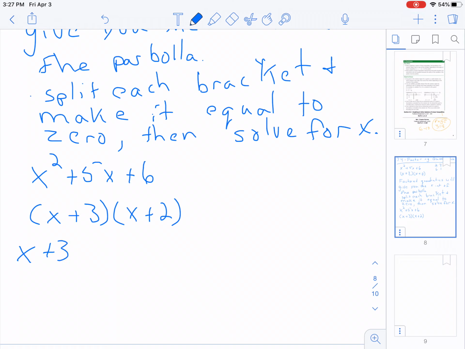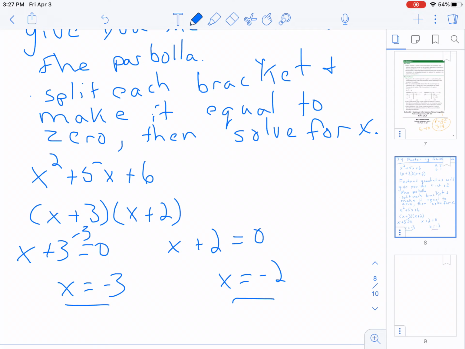So I go x plus 3 and I make it equal to 0. And I take the other one, x plus 2, make it equal to 0. Now I just solve for x. So I have to subtract a 3 over to the other side. So I get x equals minus 3. And I bring this one over to the other side, and that's going to be x equals minus 2. And that right there are my x-intercepts of my parabola.